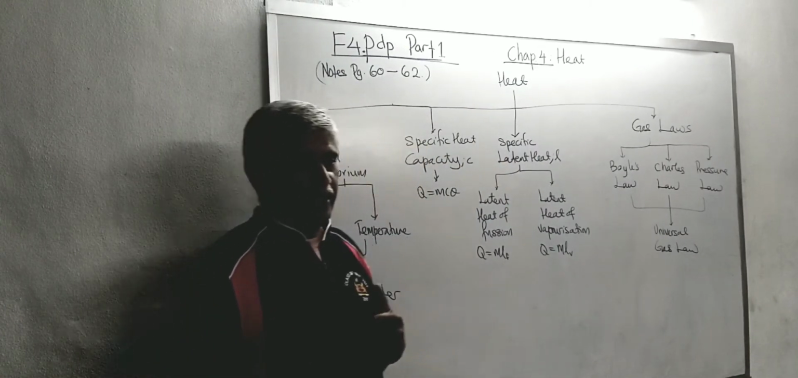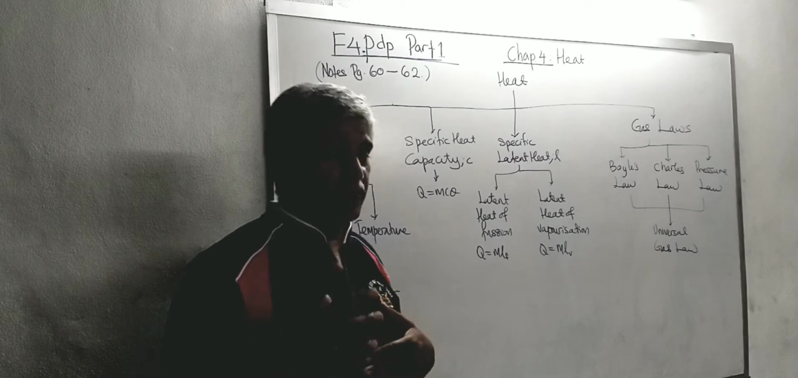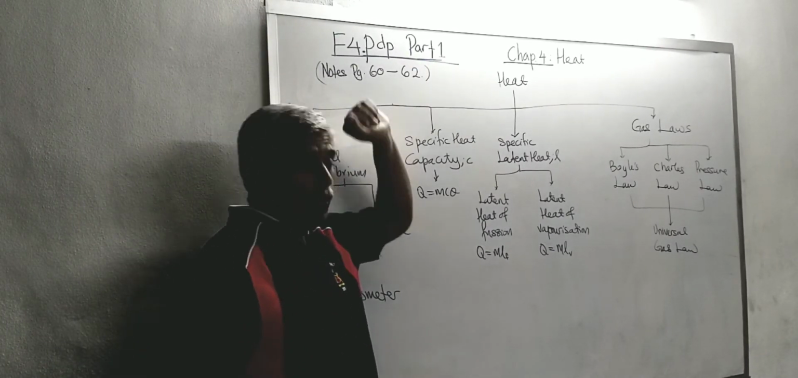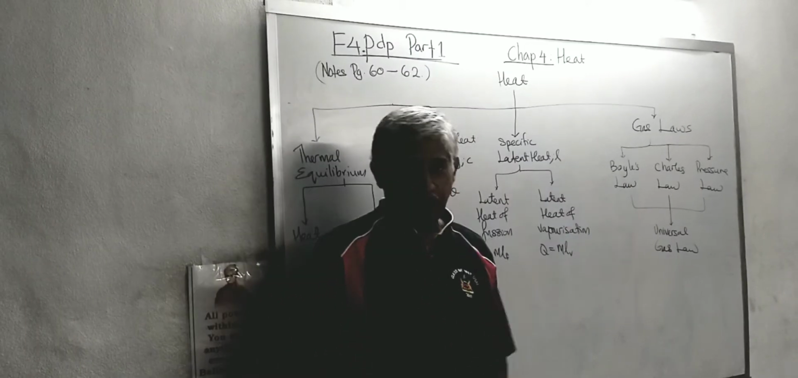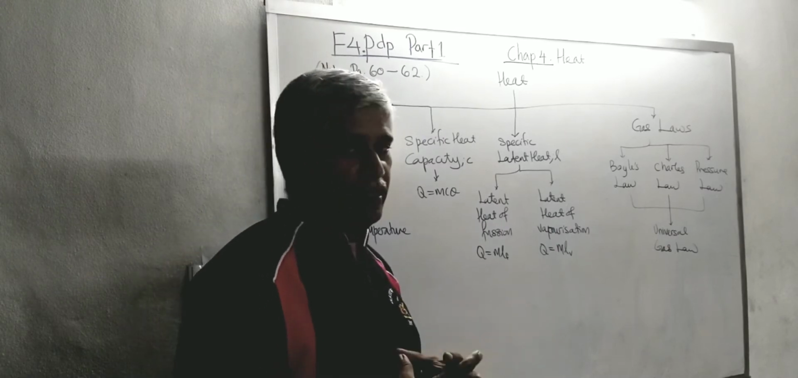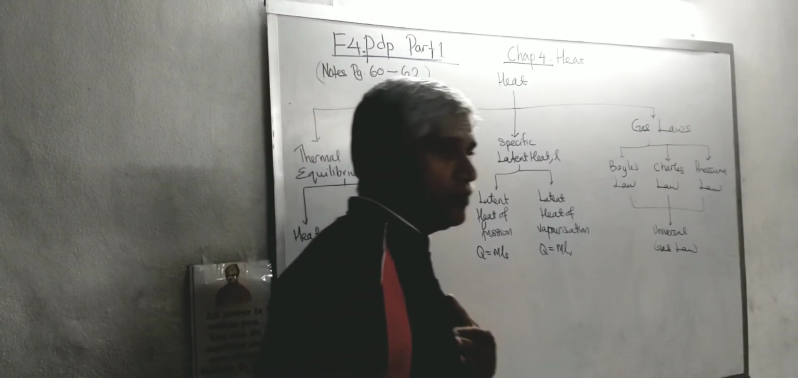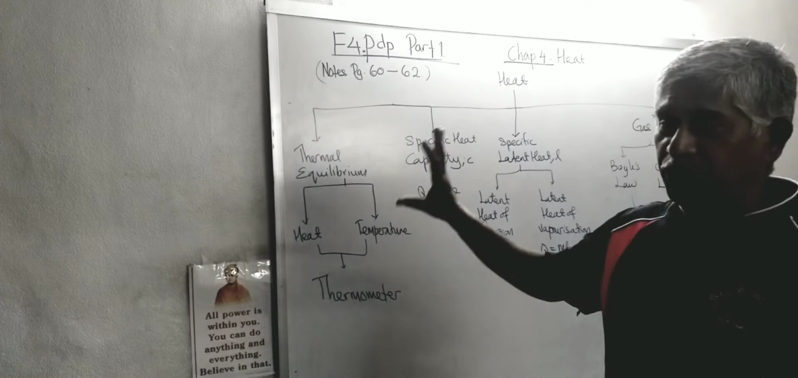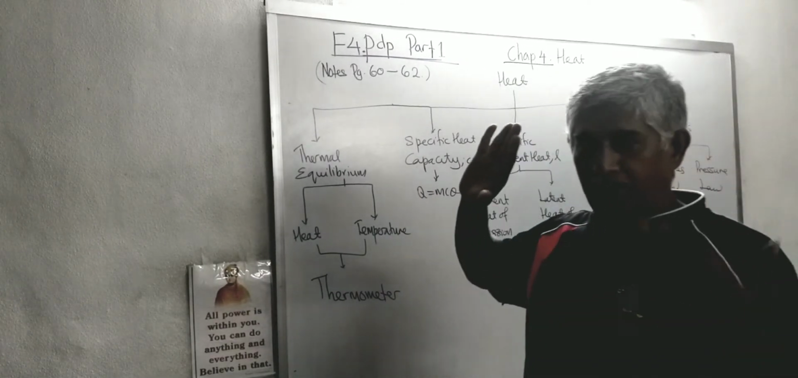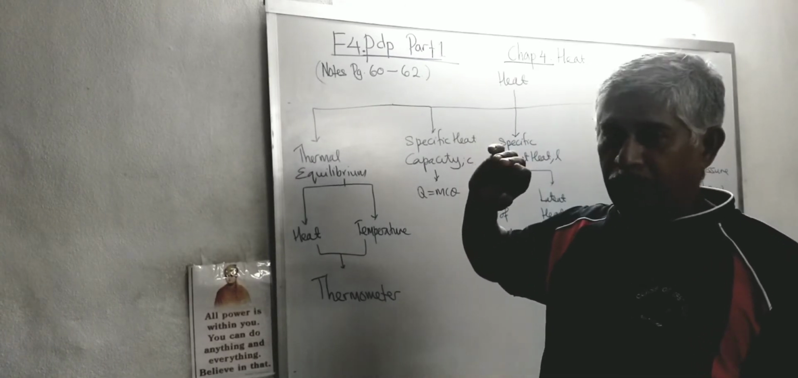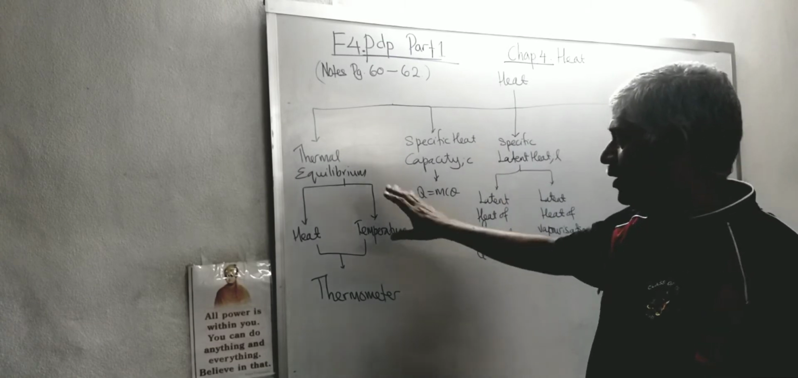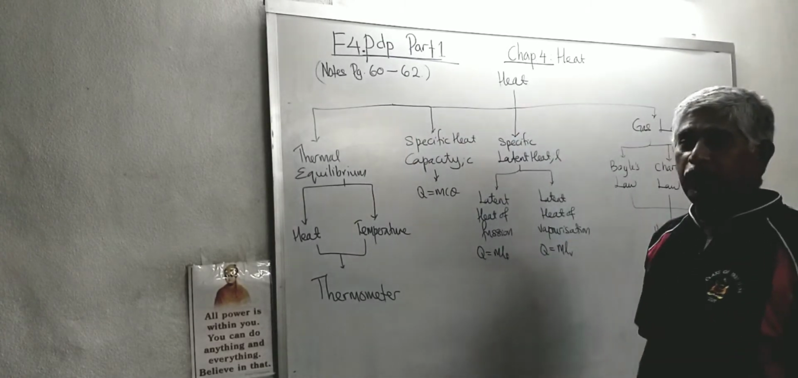So for today, it's going to be a series of lessons. Today is Form 4 PDP part 1 on chapter 4, heat. We are going to learn some concepts in this chapter. This is a conceptual map. It is not in the printed notes which I uploaded in your Telegram and also in Google Drive, so later you can copy this and view it. These are the concepts that you are going to learn in this chapter.